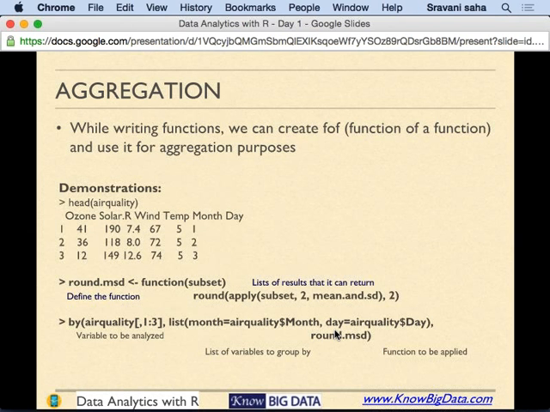Now there is another thing hidden here. Earlier, you created your own function called mean and standard deviation. Here we are creating one more function, round.msd, which is mean and standard deviation. We just gave it a new name, and there is a big subset. We are again applying this function inside it and calling it. So that way, we can recursively call the function and do the aggregation. Make sense?